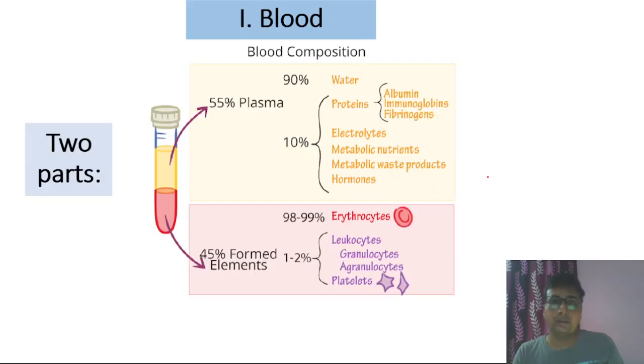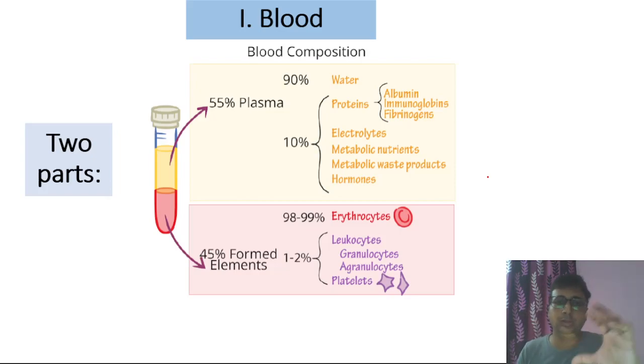What is blood? Blood is a special connective tissue found in our body, and it is composed of two parts: mainly plasma, and the cellular part, which is called formed elements. Plasma forms 55% and the formed elements form 45%. The plasma is a straw colored, viscous fluid. It is slightly pale yellowish in color.